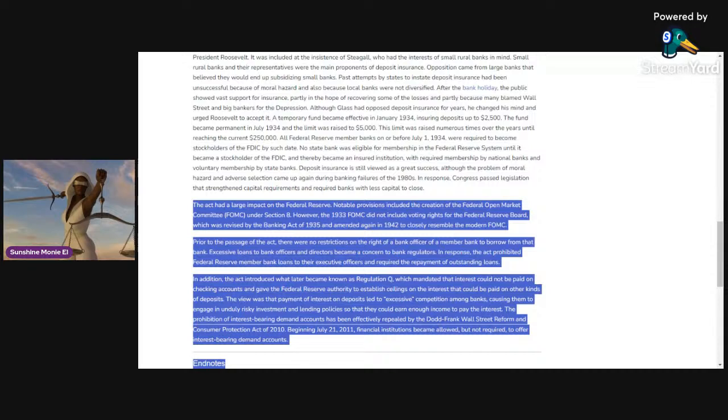Prohibition of interest-bearing demand accounts has been successfully repealed by the Dodd-Frank Wall Street Reform and Consumer Protection Act of 2010, beginning July 21st, 2011. Financial institutions became allowed, but not required, to offer interest-bearing demand accounts.